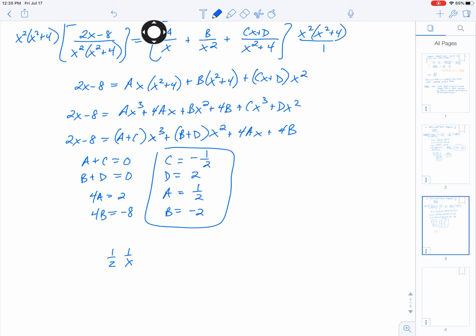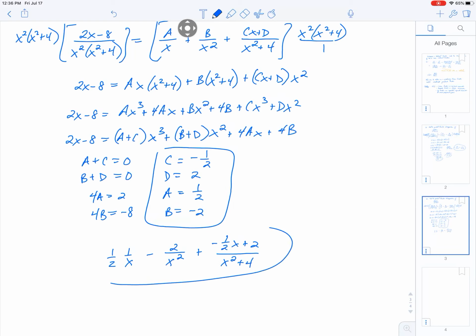I plugged a in right there. And then b, so it's going to be minus 2 over x squared. And then plus cx plus d. So plus negative 1/2 x, plus d, plus 2 over x squared plus 4. So that is the decomposition. That's my answer. That's the decomposition of 2x minus 8 over x squared times x squared plus 4. All right, that's it.